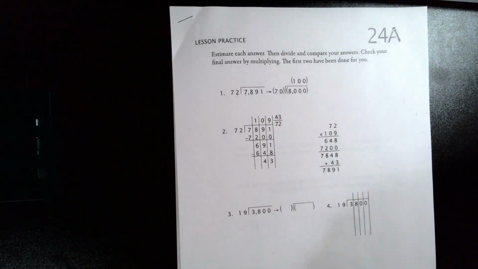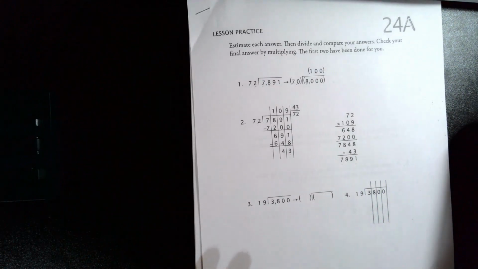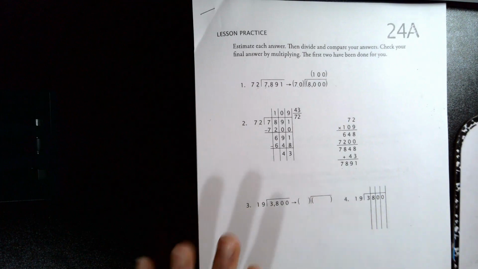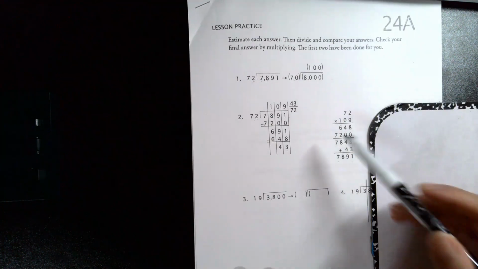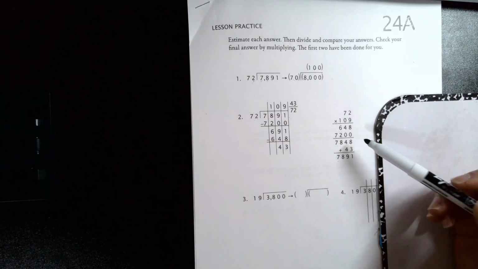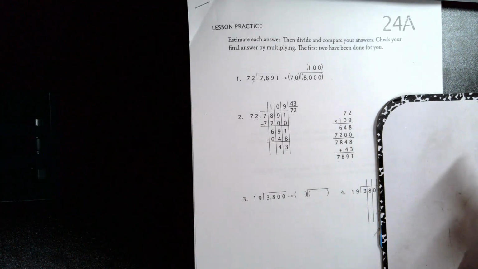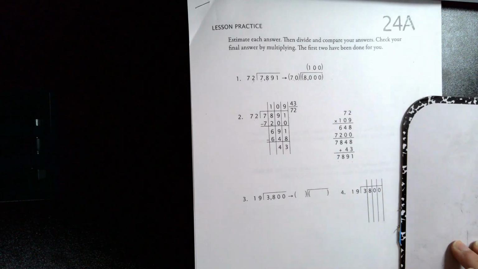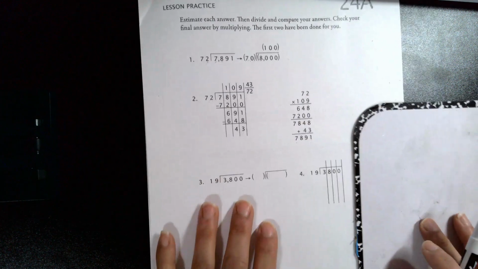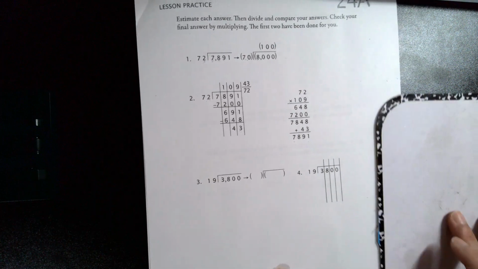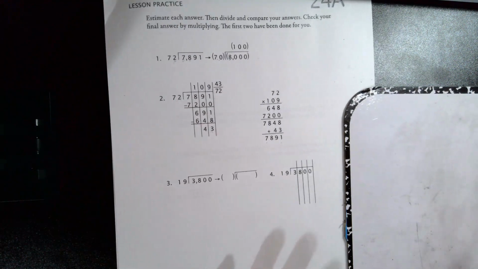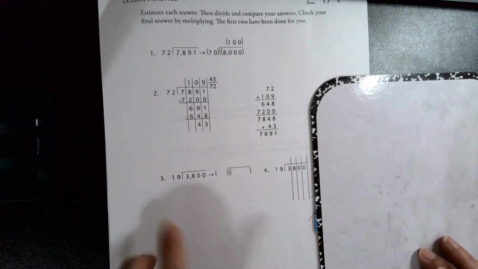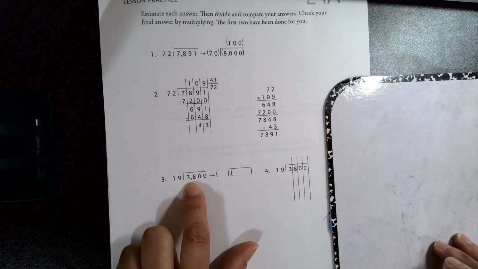Okay, so we are doing lesson 24, and the way that they want you to do this, they always do the backward multiplication to check, but you don't have to do that. You can just do regular multiplication to check, because that can be very confusing. But what we're doing here with problem number 3 is that we're just checking to get an idea of where to start, because we want to see how many times 19 can go into 38.